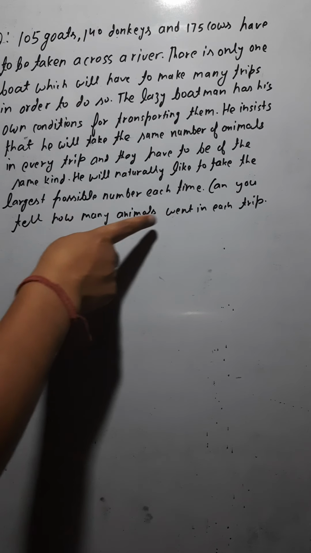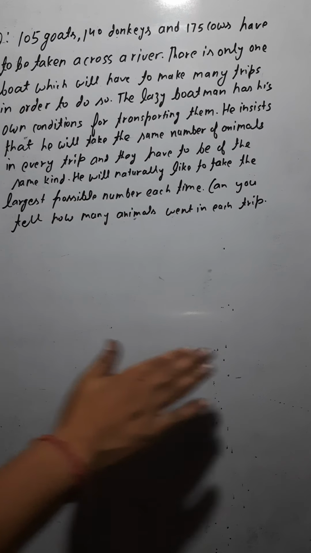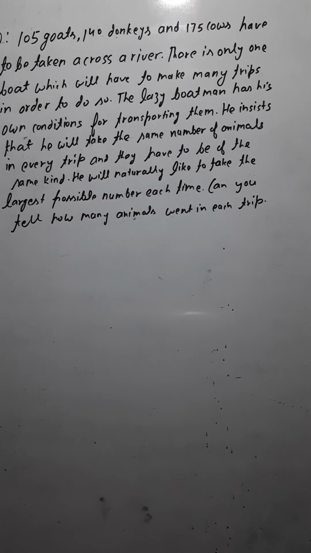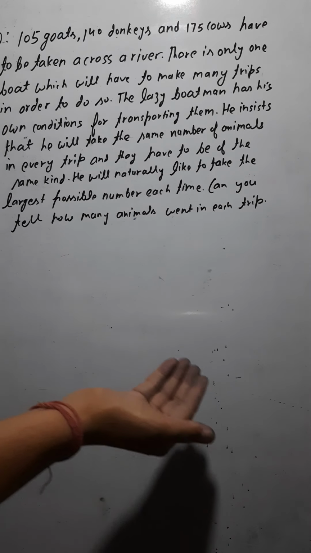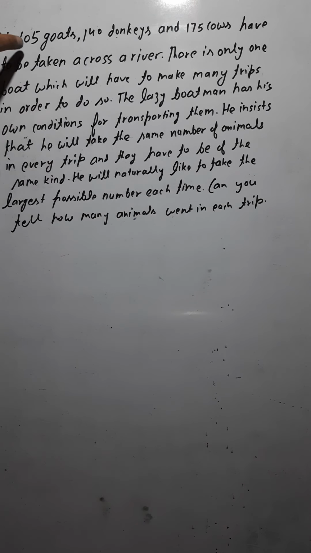Let's say now in the next category he is carrying cows. So 50 out of 50 should be cows. So all animals should be of the same kind. Okay, so you have to find out, can you tell how many animals went in each trip? So in each trip, how many animals would be there? So you have to find out the largest possible number. So what do you do? You would find out the HCF of 105, 140 and 175.